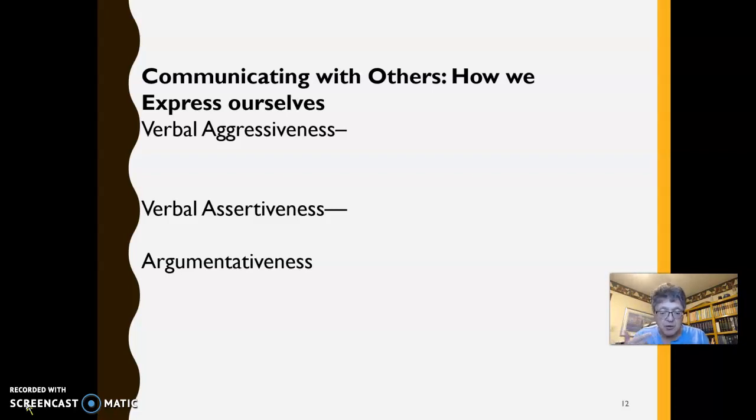So how do we express ourselves, especially when we're dealing with conflict, especially when we're in relationships that we have to negotiate our way through? So I want to talk about three basic ways in which we respond to each other. The first is entitled verbal aggressiveness. The second is entitled verbal assertiveness. And the third is entitled verbal argumentativeness. For the sake of this presentation, for the sake of this class, I classify argumentativeness as part of verbal assertiveness, and I'll get back to that in a few moments.